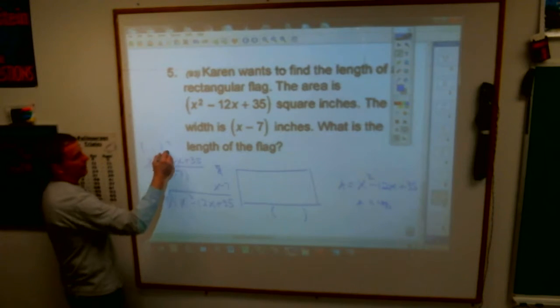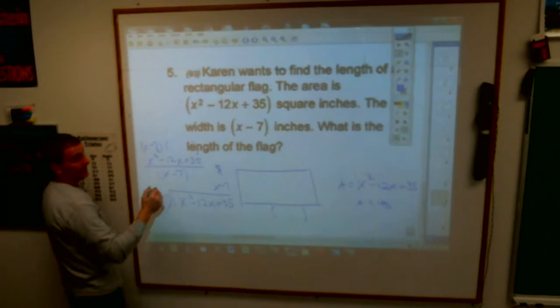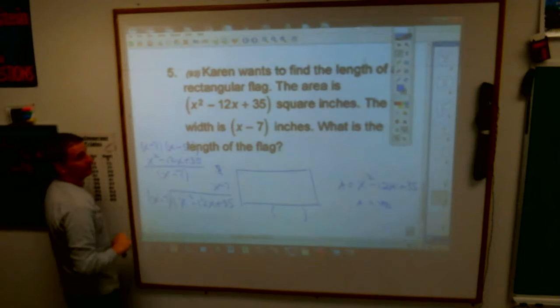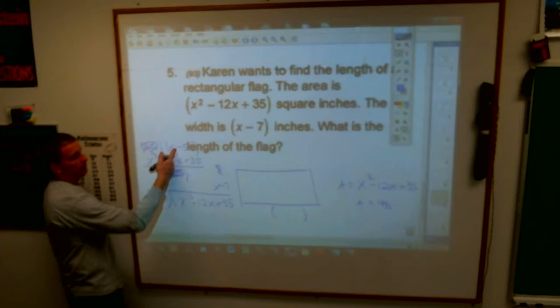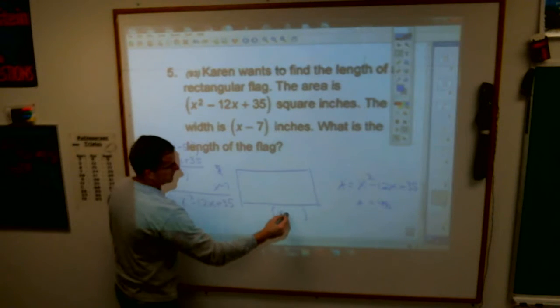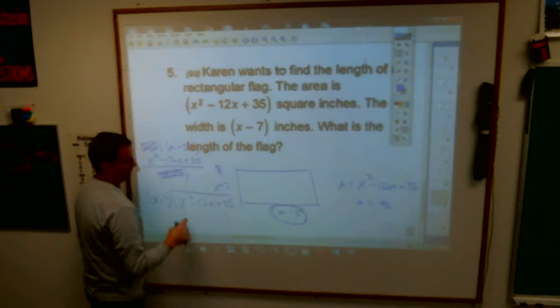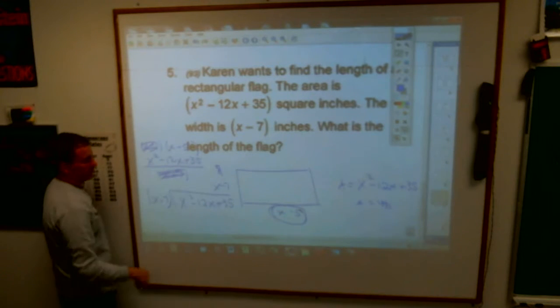But this does factor into x minus 7 times x minus 5. And then the x minus 7s would cross off. When you do the division, you'll end up with your x minus 5 for this side. If you divide it out like this, you will get x minus 5 guaranteed.